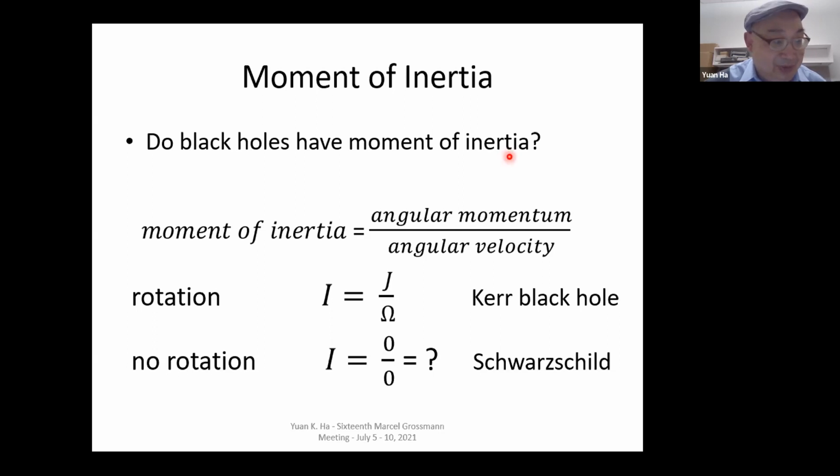A puzzling question which was never asked was this: do black holes have moment of inertia? The definition of moment of inertia is always angular momentum compared to the angular velocity of a rotating body. Both these quantities are well defined in the Kerr metric, so we expect a definite result for this ratio. Now, if there's no rotation, both these quantities are zero. So we wonder what can happen here. Is there a result for the Schwarzschild case or not?